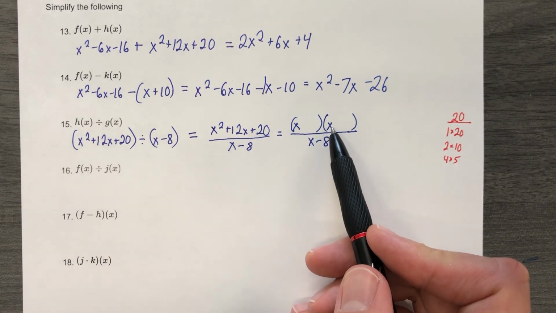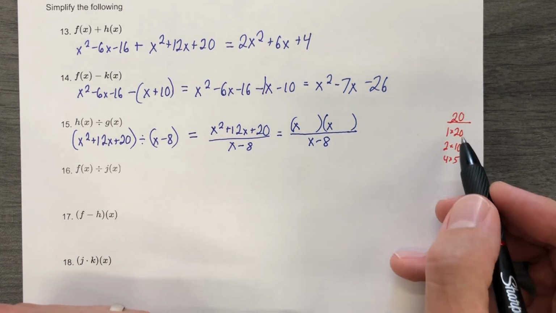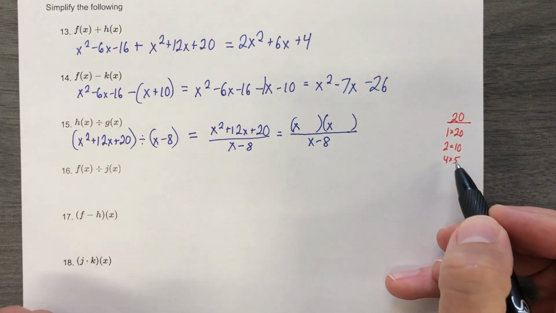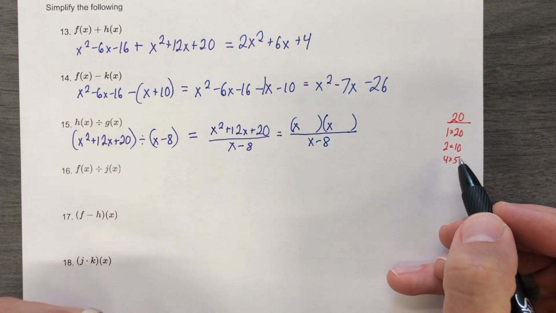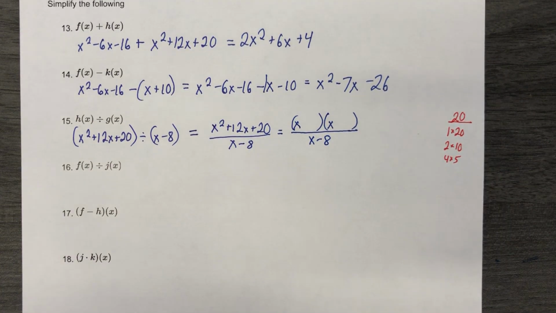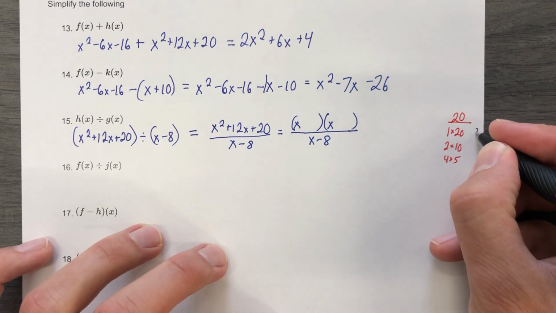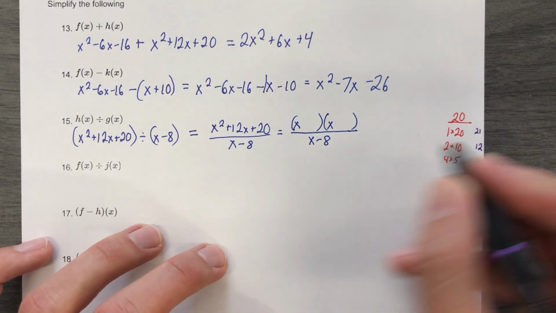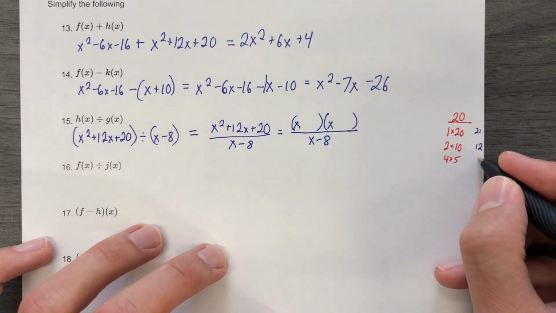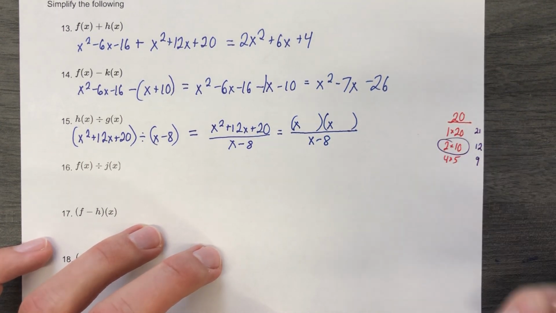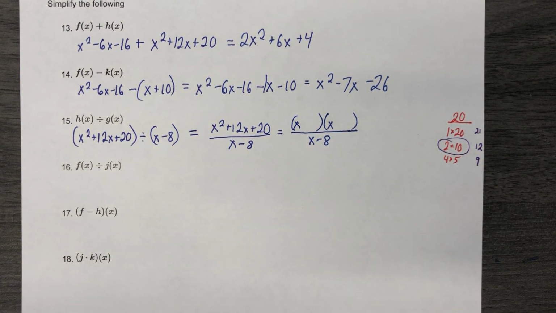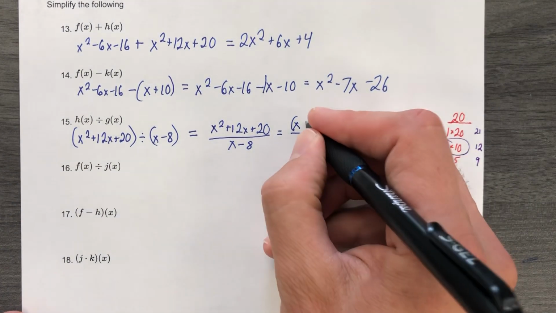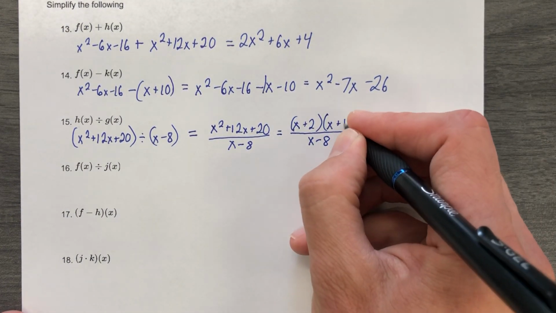So here's the short version of it. What multiplies to give me 20, we have a list, that also adds to give me 12. Well, if I added 1 and 20, I'd get 21. Okay. If I add 2 and 10, I'd get 12. Found it. If I added 4 and 5, I'd get 9. So this is the one I want. And everything was positive. So we're not going to play with any negatives right now in this problem. So plus 2. And plus 10.